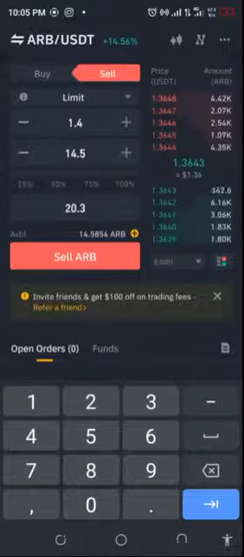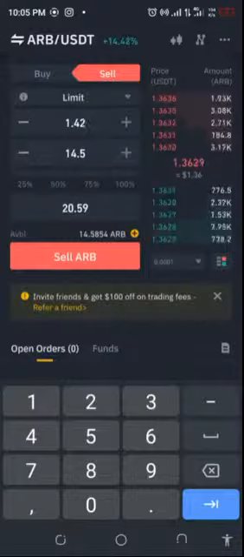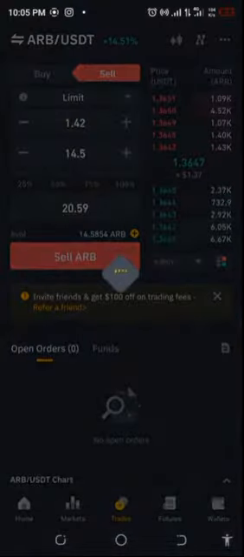Let me stop dilly-dallying. Let's go and see whether this is going to go up. All right, so I think I will leave it at 1.42. Let's hope that it does. Let's go ahead, take that screenshot, and then sell.